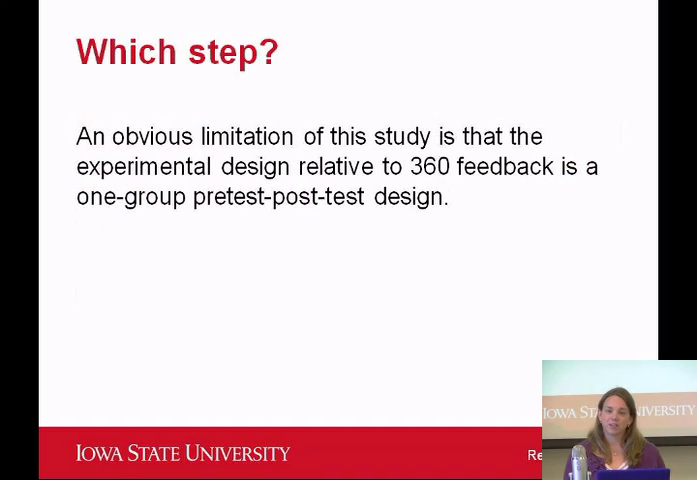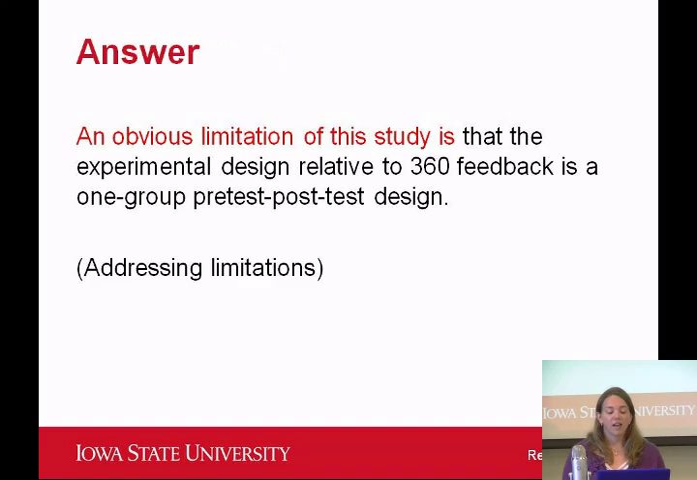Okay, and here's another step. All right, this step says, an obvious limitation of this study is that the experimental design relative to 360-degree feedback is a one-group pre-test, post-test design. And this is an example of addressing limitations, hopefully quite clearly. At the very beginning, the authors say an obvious limitation of the study. And that's a common way to start a sentence for addressing limitations. Although there are many other ways to accomplish this function, it's not uncommon to see words like limitation.